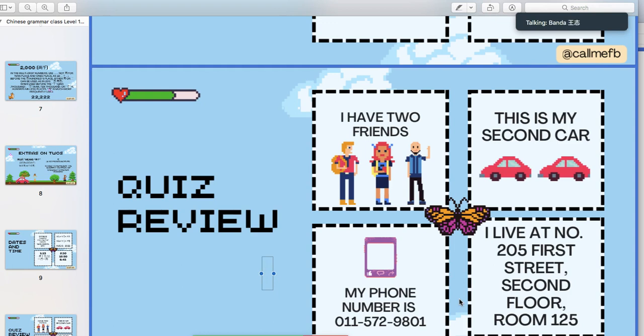All right. So finally, we're home. Where do we leave off? We want to give that a go. Right, we're putting it all together now. We have first street, we have second floor, we have room 125, and we also have the 205.